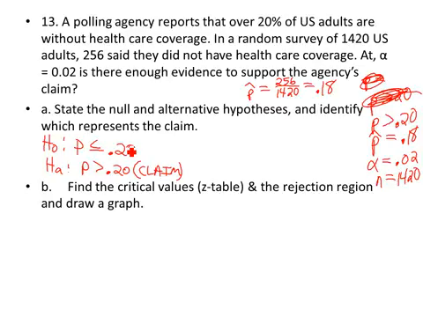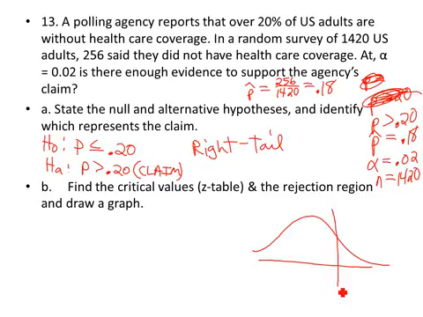Find the critical values on the Z table, and we're going to draw our little chart again. Is this going to be one-tailed or two-tailed? One-tailed, and it's a right tail because it's greater than, so it's going to be something over here, and this is going to be shaded. We're going to have to find that number. We use our Z table this time.